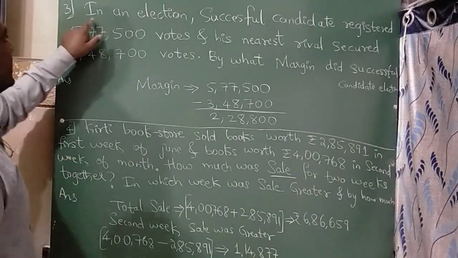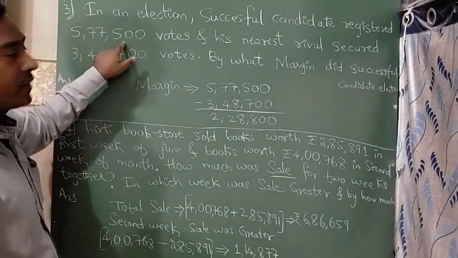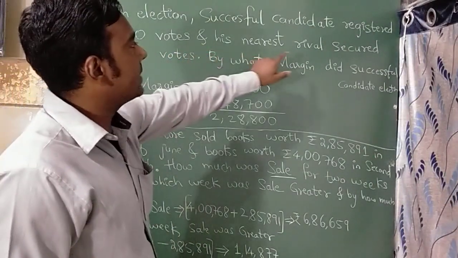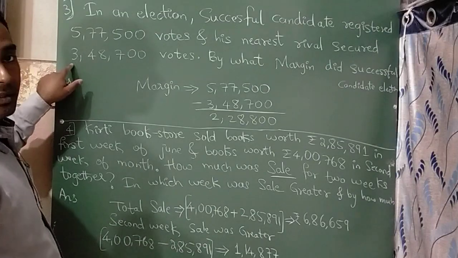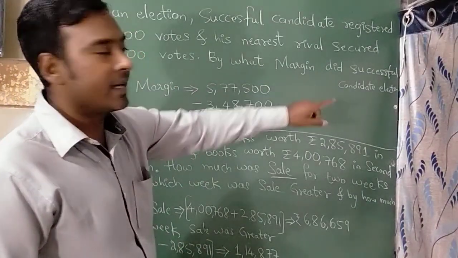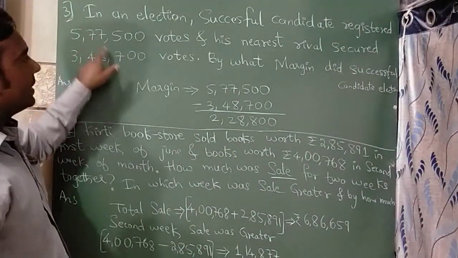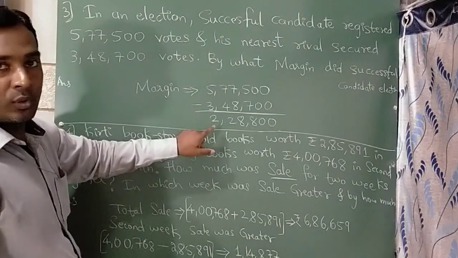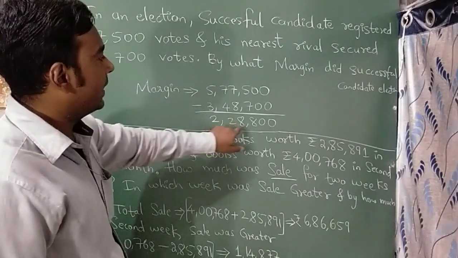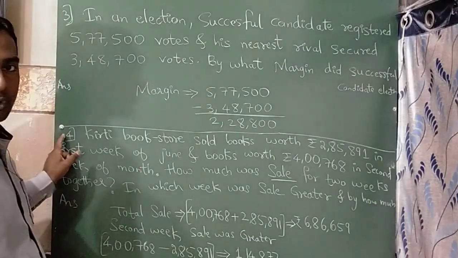Now the third question is: in an election, the successful candidate registered 5,77,500 votes and his nearest rival secured 3,48,700 votes. By what margin was the successful candidate elected? So the margin is, subtract these two. If you subtract these two, you will get 2,28,800 votes. Fine. So next, fourth question.